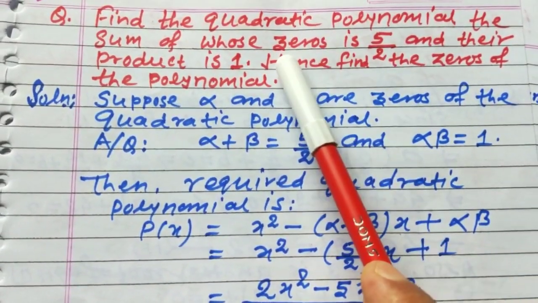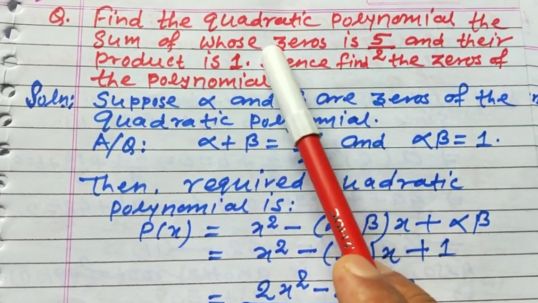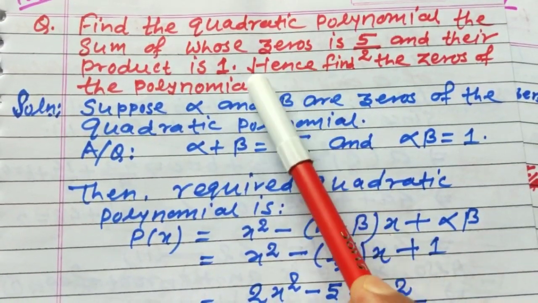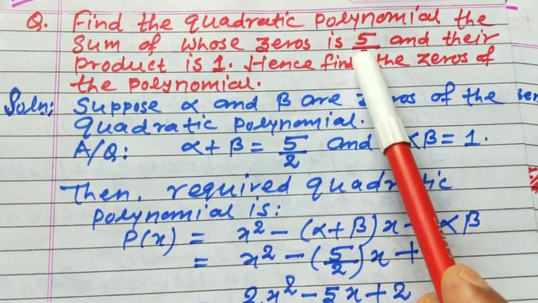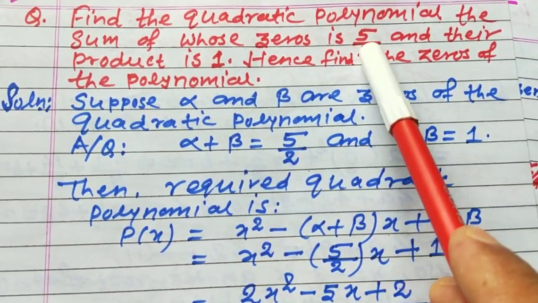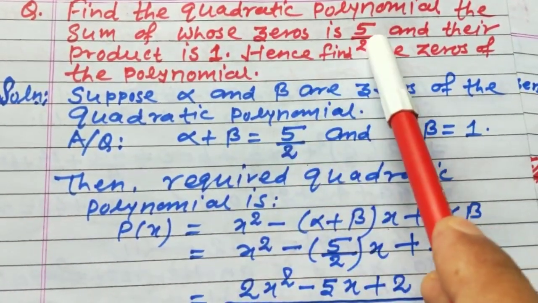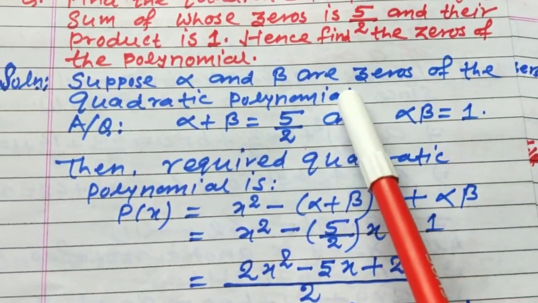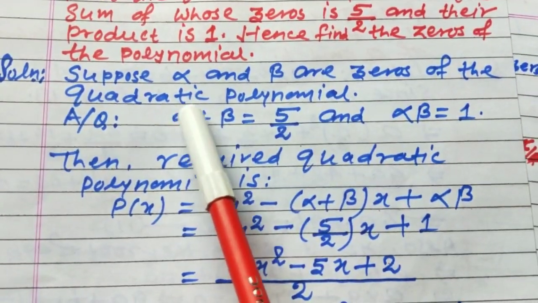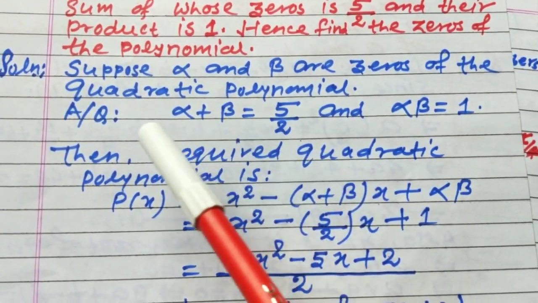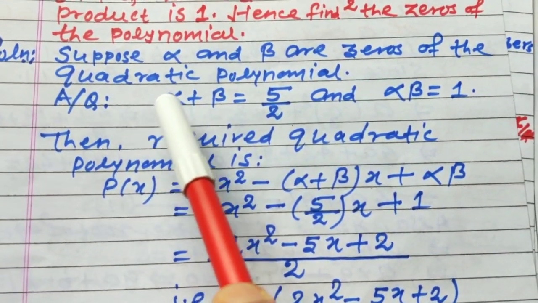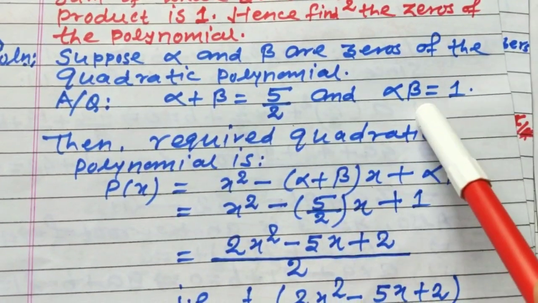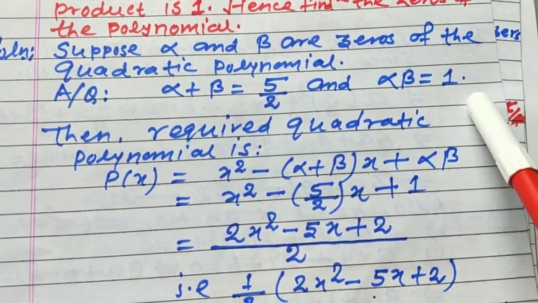First we have to find a quadratic polynomial whose sum and product is given, and then we have to find its zeros. It is not the zero of the polynomial, it is the sum of zeros. 5 by 2 is the sum of zeros, and 1 is the product of zeros. So suppose alpha and beta are zeros of the quadratic polynomial. Now according to the question, the sum of zeros alpha plus beta is 5 by 2, and the product of zeros alpha into beta is equal to 1.